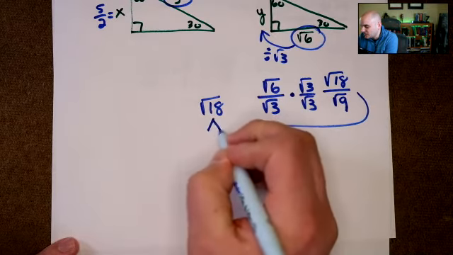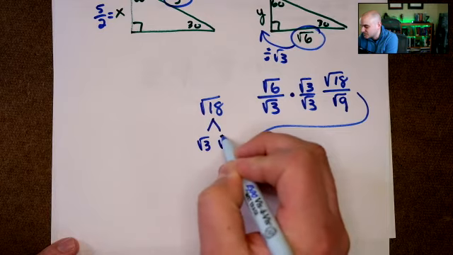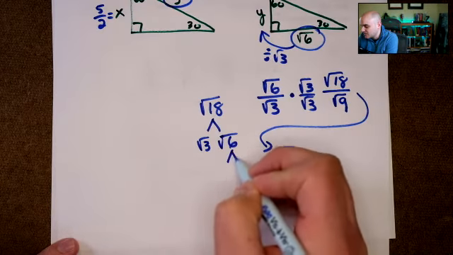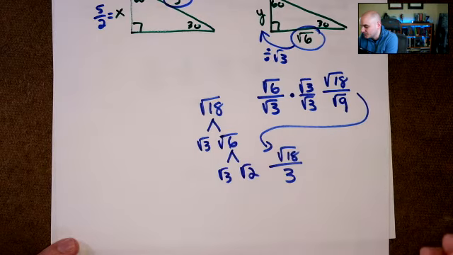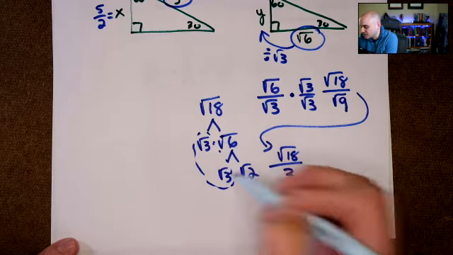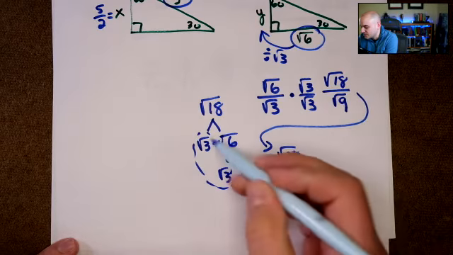Root 18 can be divided up into root 3 times root 6. And root 6 can be divided up into root 3 times root 2. So what I end up with here is a pair of root 3s. And root 3 times root 3, we learned it earlier, is root 9, which equals 3.